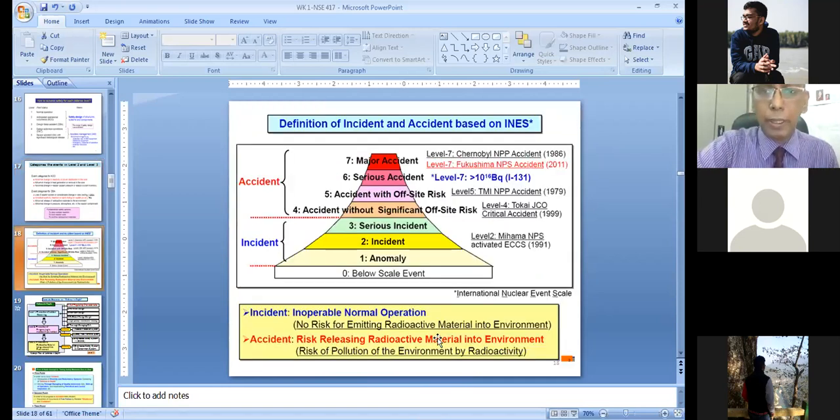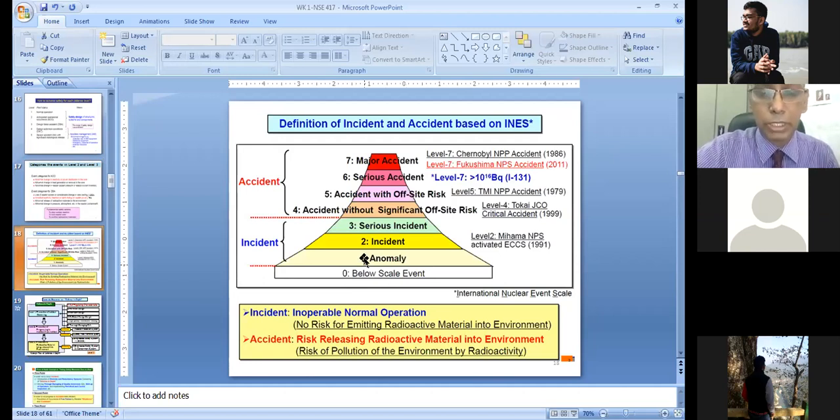However, according to the International Nuclear Event Scale, we call it INES, previously the scale went up to 5. But as I told you in the last class, after the Fukushima accident in 2011 and the Chernobyl accident in 1986, two more levels were introduced under the International Nuclear Event Scale. First one, definitely, is 0, which is not measured; it is below the scale event.